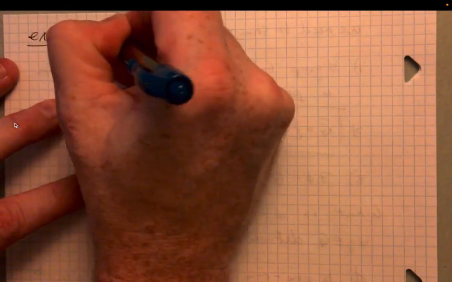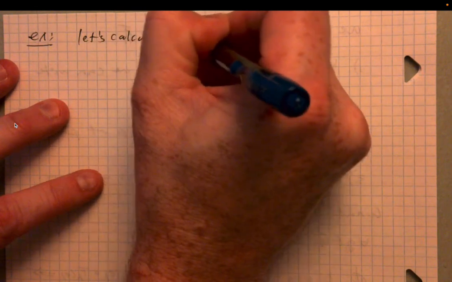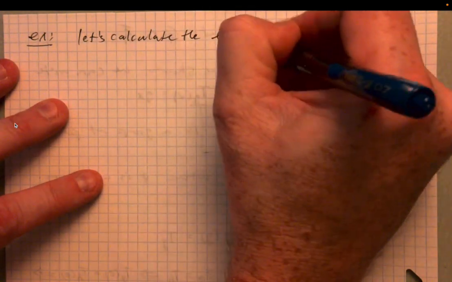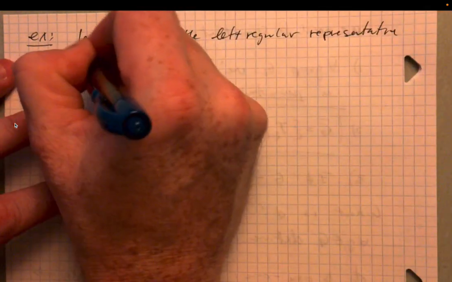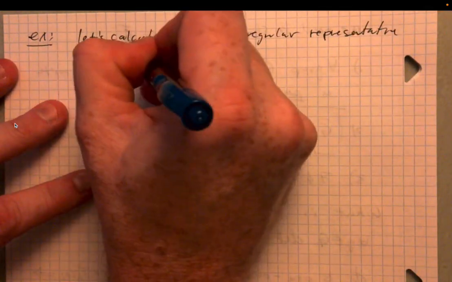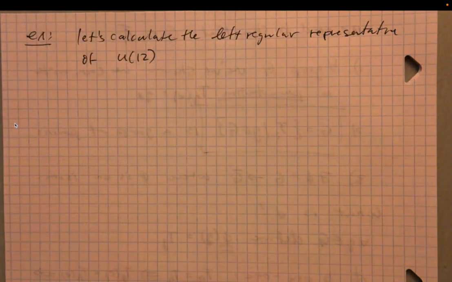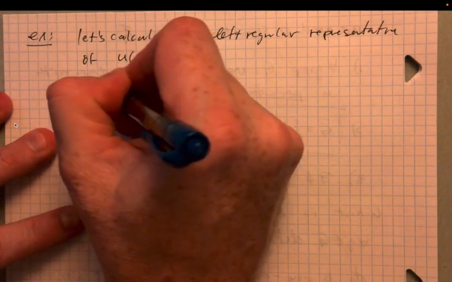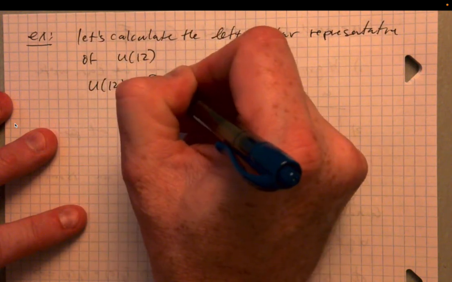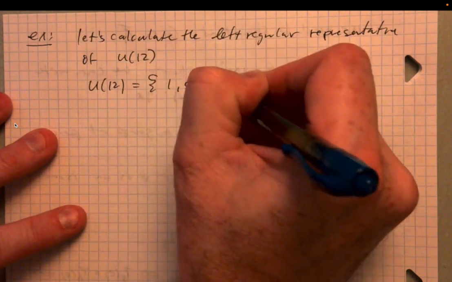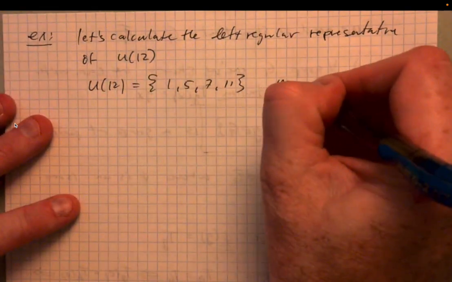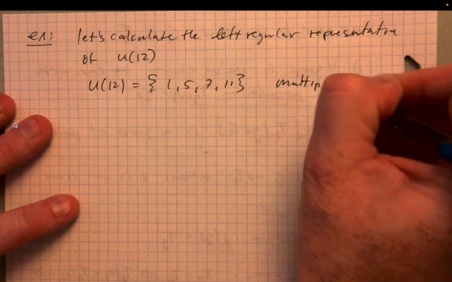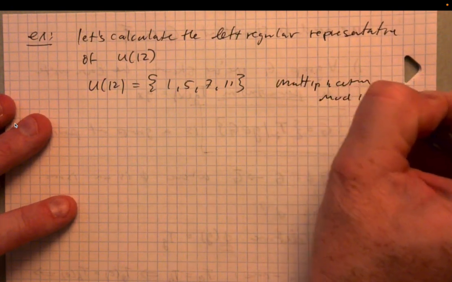Specifically, let's calculate the left regular representation of U12. Recall U12 is equal to the elements 1, 5, 7, and 11, and this is basically multiplication mod 12.